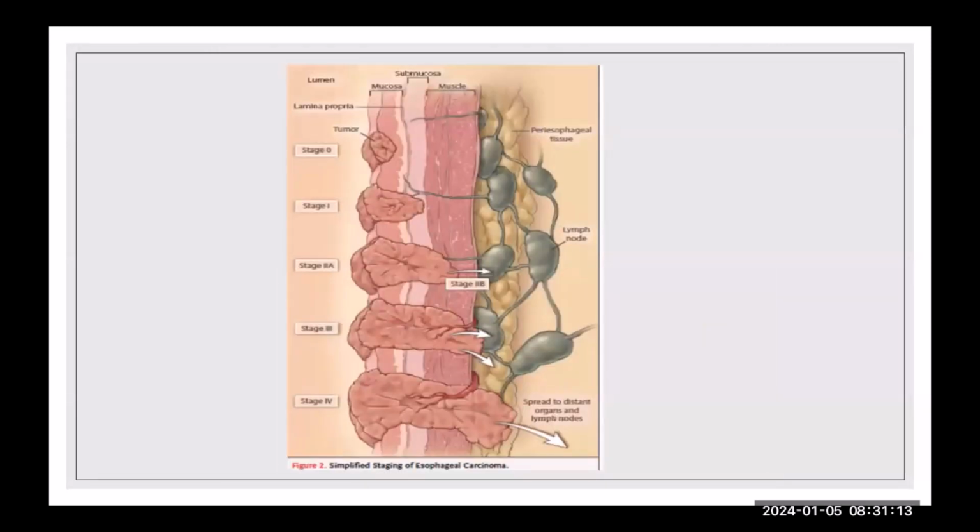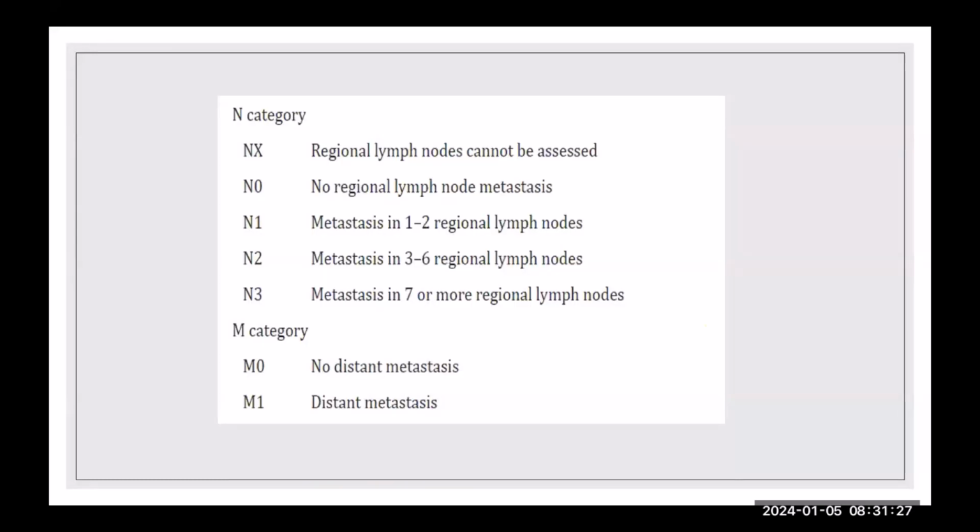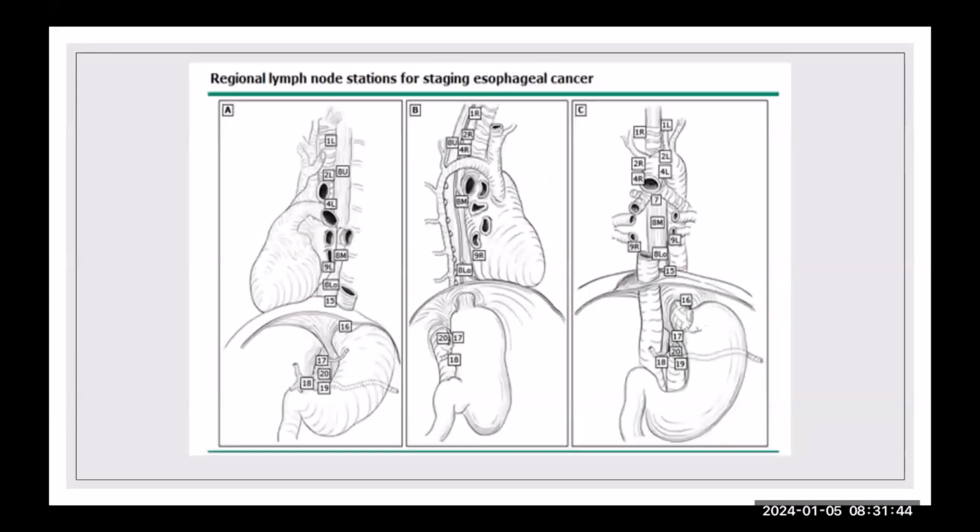This is again a simplified picture of carcinoma in situ, then stage 1, 2, which is extending into the muscularis propria, 3 is into the serosa, and 4, which is into the surrounding structures. Lymph nodal status wise, regional lymph nodes, N0 is no metastasis, N1 is metastasis in 1 to 2 regional nodes, 3 to 6 is N2, and 7 or more is N3. And like we have learned about the regional lymph nodes, we have similar lymph node stations for esophageal cancers as well.